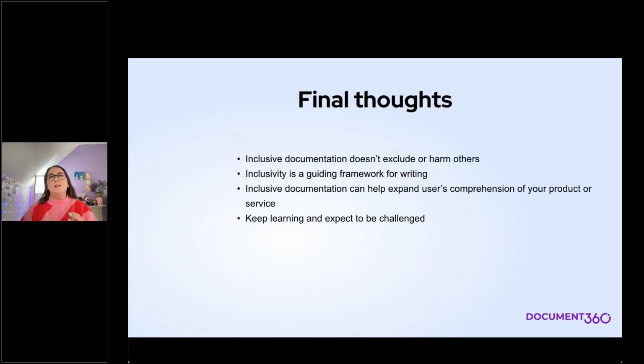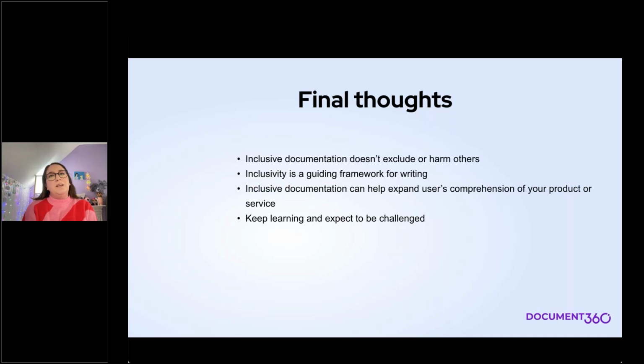And as well as that, inclusive documentation can help expand users' comprehension of your product. By using inclusive language in your documentation, you're really helping to break down those technical concepts in a much more accessible format to a broader audience. And by prioritizing clarity and simplicity, you're enabling more people to understand and benefit from your content, and then understand your product or services.